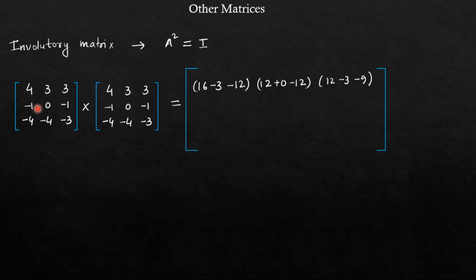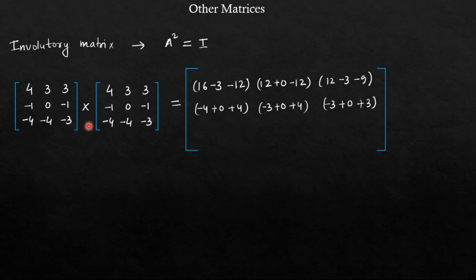In the same way, second row with first column. So you will get minus 1 into 4, minus 4, 0 into minus 1, 0, minus 1 into minus 4, plus 4. Now second row, second column, you will get minus 3 plus 0 plus 4. How? Minus 1 into 3, minus 3, 0 into anything, 0, minus 1 into minus 4, you will get plus 4. Now second row, third column, you will get minus 3 plus 0 plus 3. Okay, minus 1 into 3, minus 3, 0 into anything, 0, minus 1 into minus 3, plus 3.